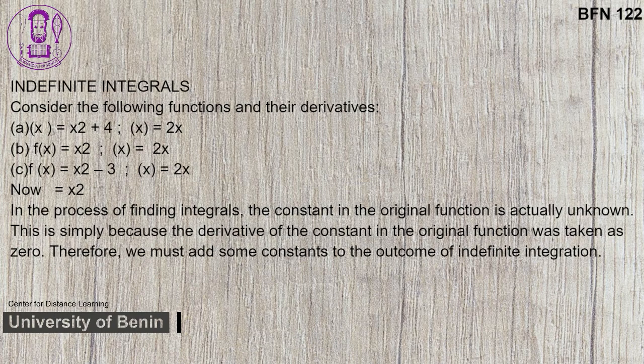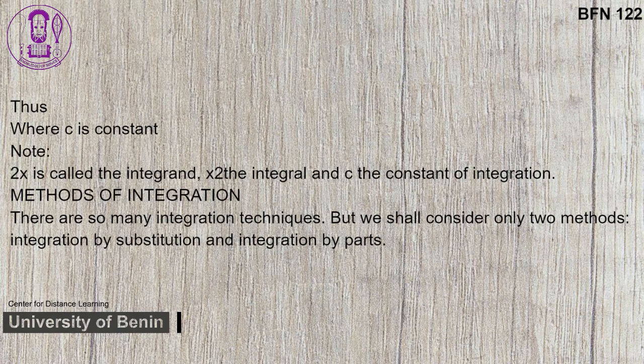This is simply because the derivative of the constant in the original function was taken as 0. Therefore, we must add some constant to the outcome of indefinite integration. Thus, the integral of 2x dx equals x² + c, where c is a constant. Note: 2x is called the integrand, x² the integral, and c the constant of integration.